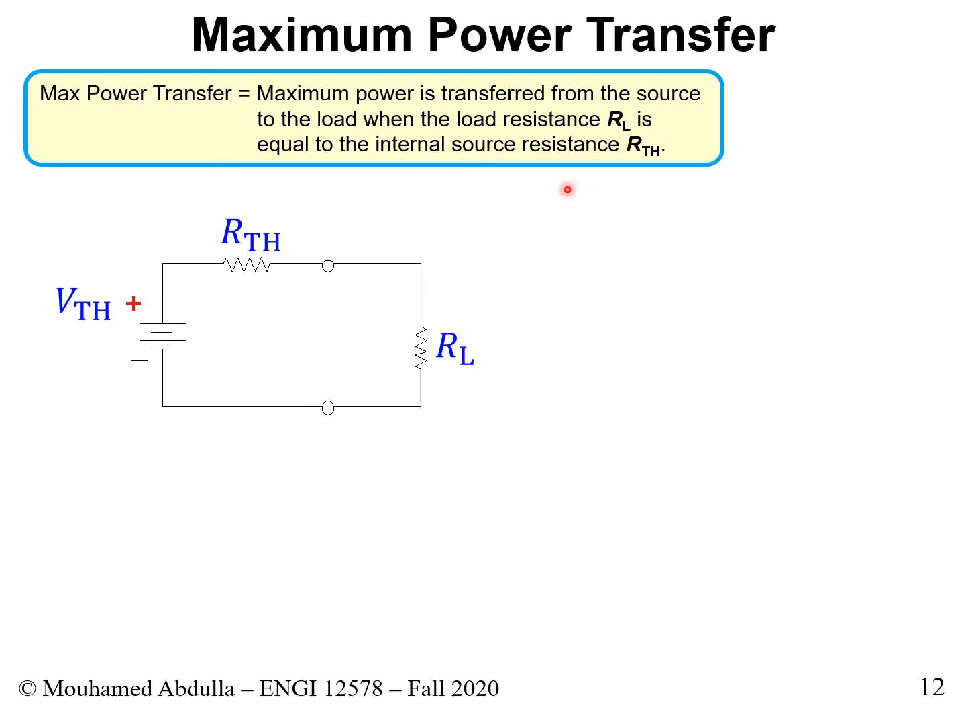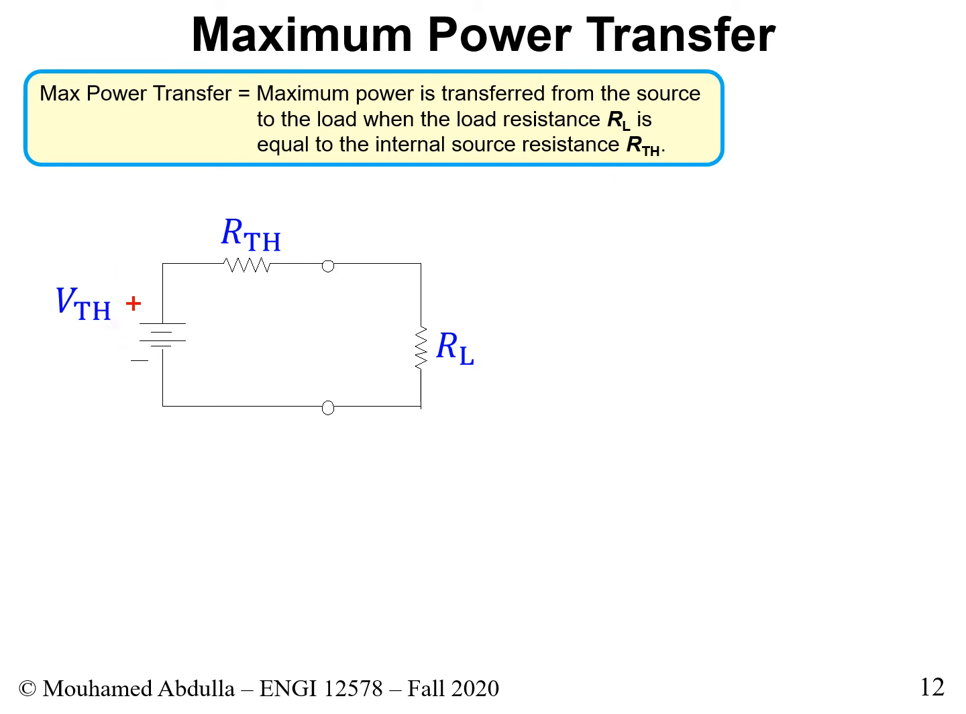The final topic that we have left is the concept of maximum power transfer. This is the formal explanation. It is the maximum power that is transferred from the source to the load when the load resistance RL is equal to the internal resistance of your system.